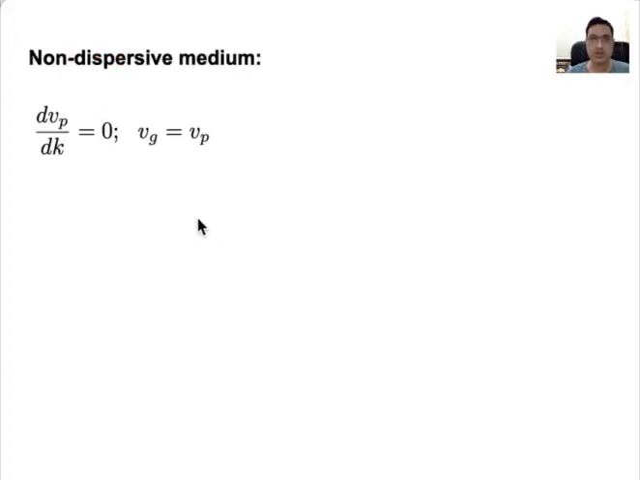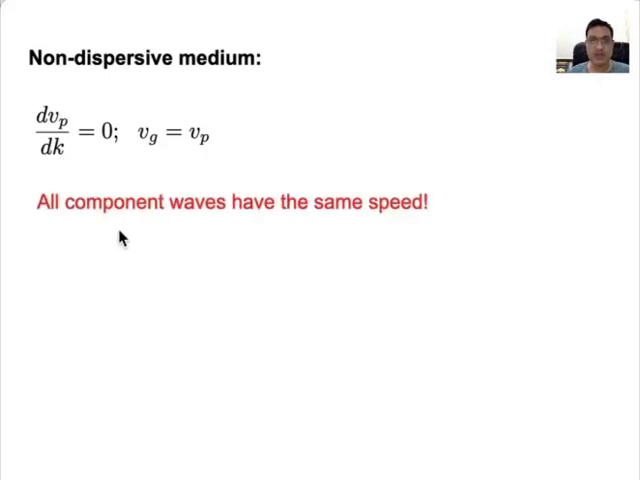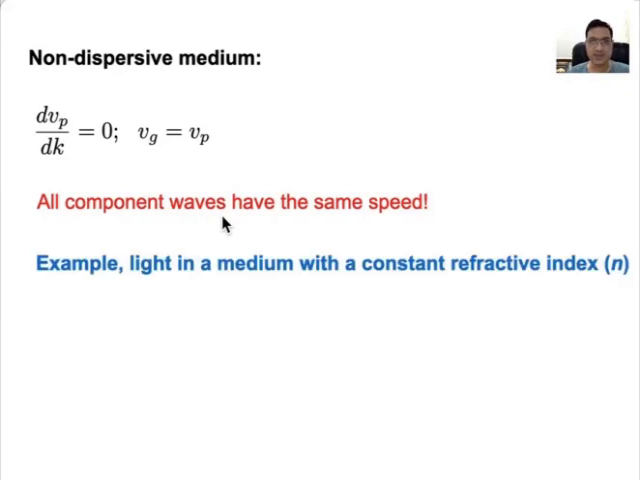If your phase velocity is not changing with respect to k, in that case vp and vg are the same quantity, and we can say that the medium is a non-dispersive medium. It means that all component waves have the same speed. For example, light in a medium with a constant dielectric or constant refractive index.